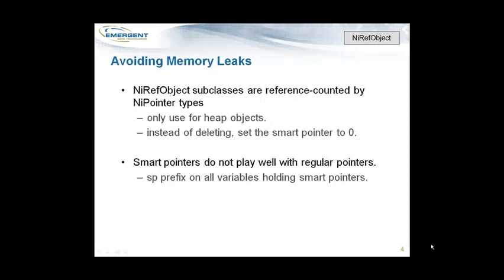Instead, you set the smart pointer to point to 0, to refer to 0, and that tells the memory manager this particular reference to the object is no longer required. So NIPointer is a template class with overloaded operators, and every single one of the Gamebryo classes that inherits from NIRefObject has an NIPointer typedef in it. So if you have NINodes, there is an NINodePtr typedef that will give you a reference counted smart pointer to an NINode. Similarly for NIAVObject, for everything else in Gamebryo.